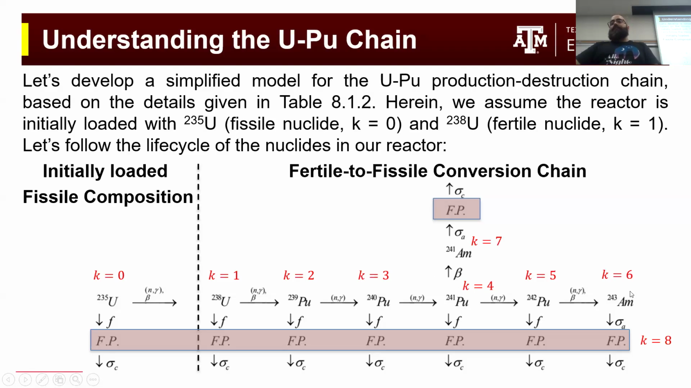Fundamentally, if there are arrows going away from something, those are losses due to different mechanisms associated with that isotope. If there's an arrow going to it, those are gain mechanisms associated with whatever processes are occurring. And K equals 8 are all of these different fission products. Notice that each of these different isotopes could fission and produce a fission product. Those fission products all get grouped together, which is K equals 8.